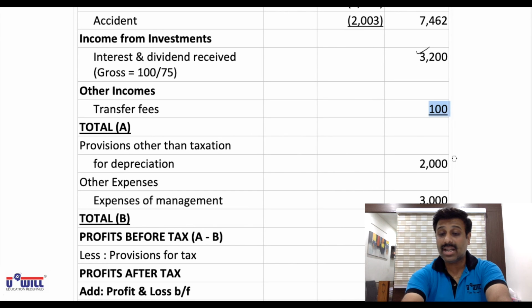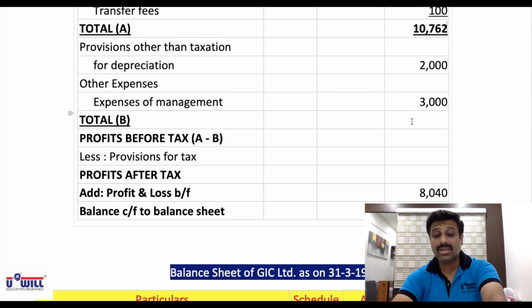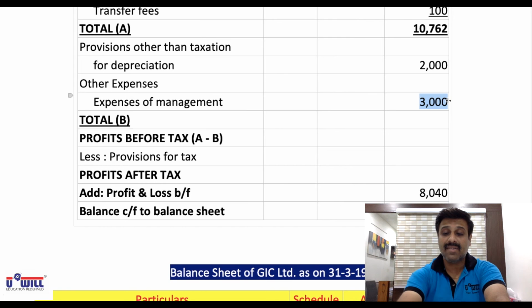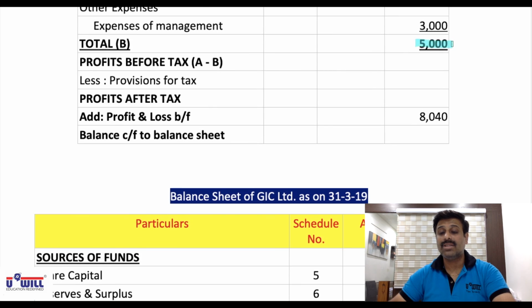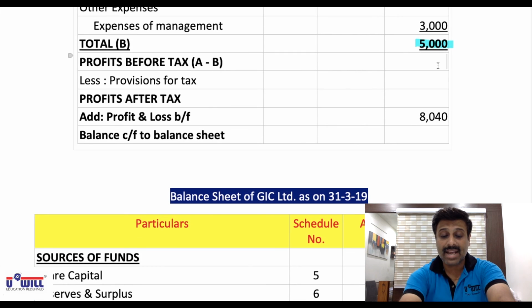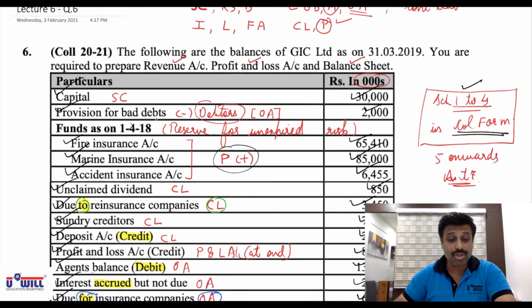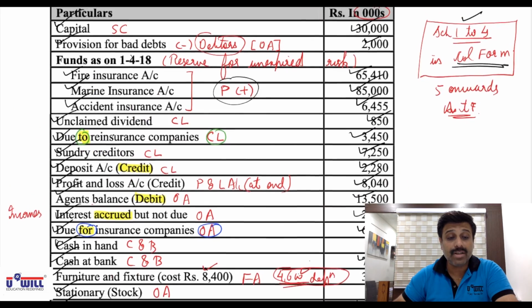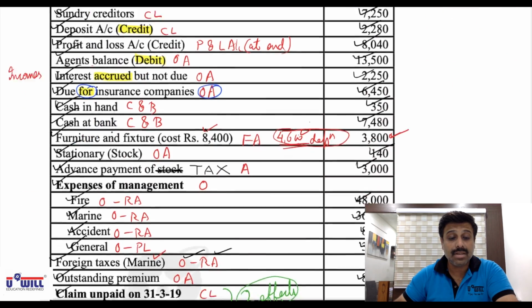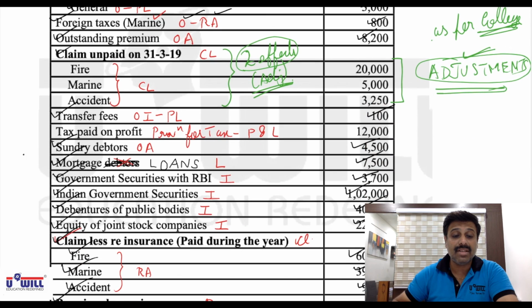So in P&L account total incomes are 10762. Then 2000 plus 3000, the total expenses are 5000. Now 10762 minus 5000, so 5762 is profit before tax. Now from that, provision for tax is directly given in the question. We have marked it over here. Provision for tax means tax on profits has been directly given.